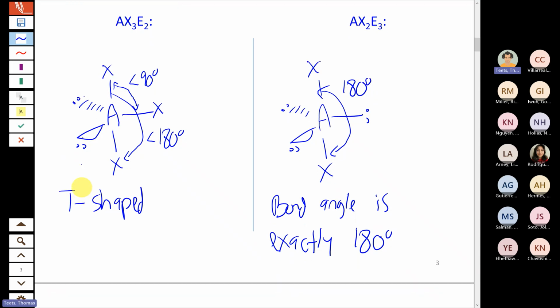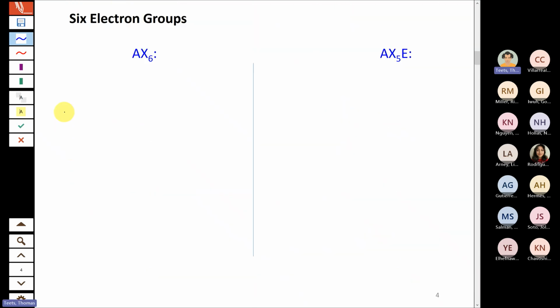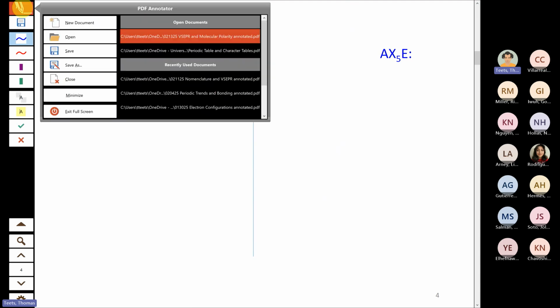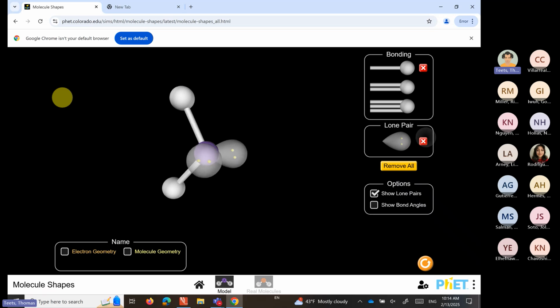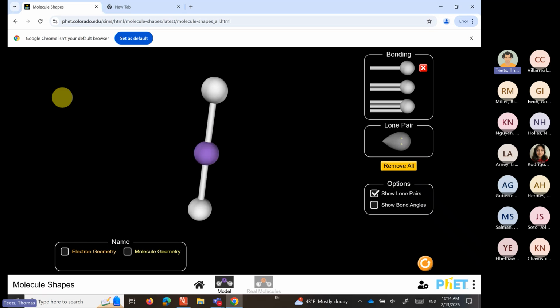All right, the last one we're going to do, the highest we need to go, is to 6 electron groups. This one I think is not as bad. Let's look at it in 3 dimensions first. So what you have for 6 electron groups, the name of the geometry is not super obvious, I suppose, but the shape is pretty easy to understand.